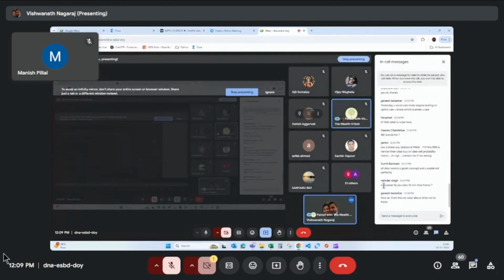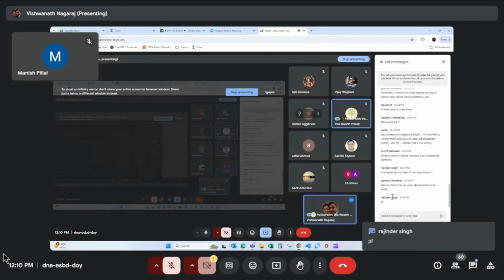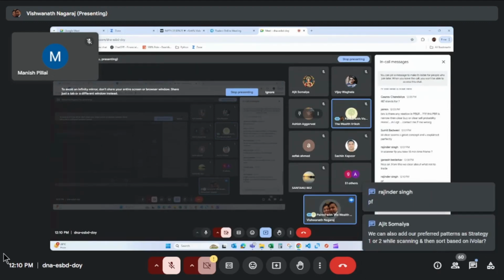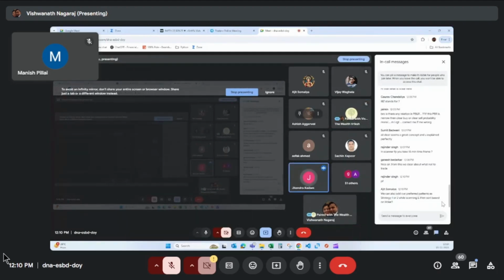Okay, Rajinder Singh. In scanner FP, you take 15-minute time frame. Scanner FP. What is FP? Sorry, I didn't understand that. Yes, in point and figure scanner. Vishwa bhai. Yeah.